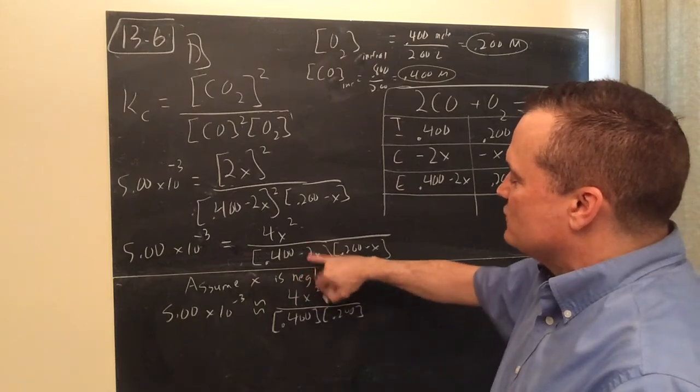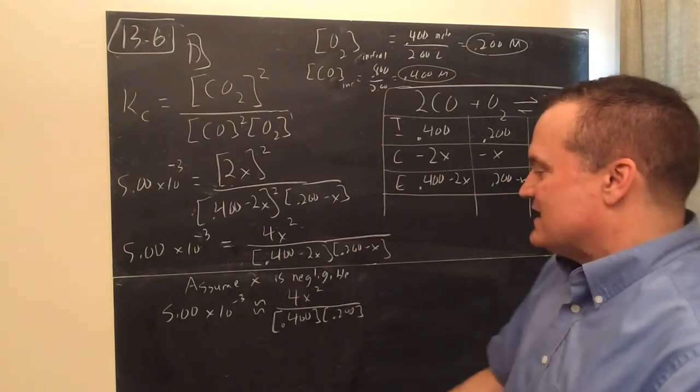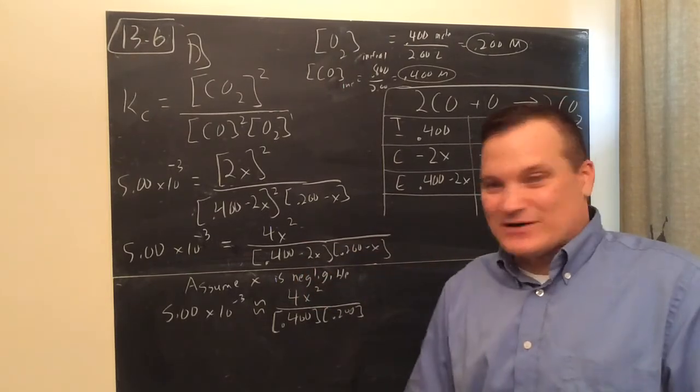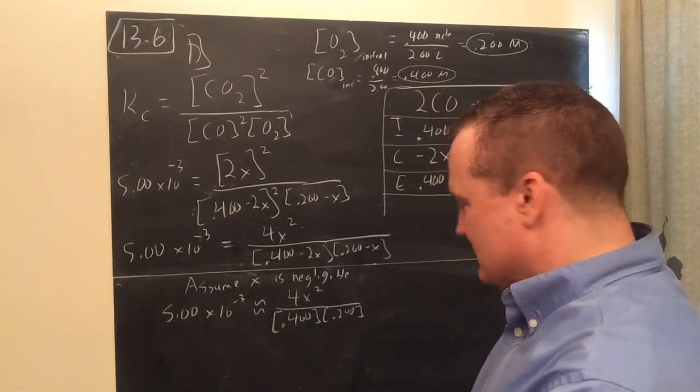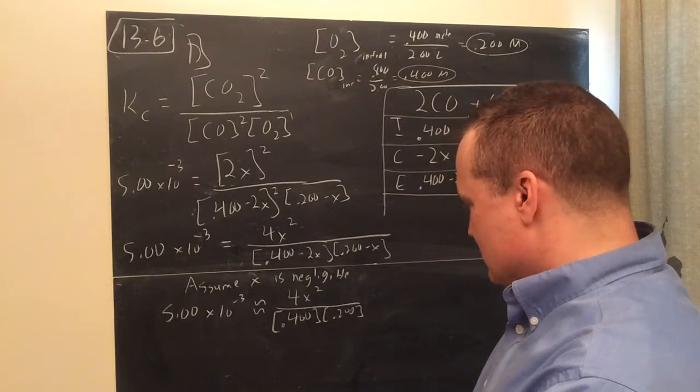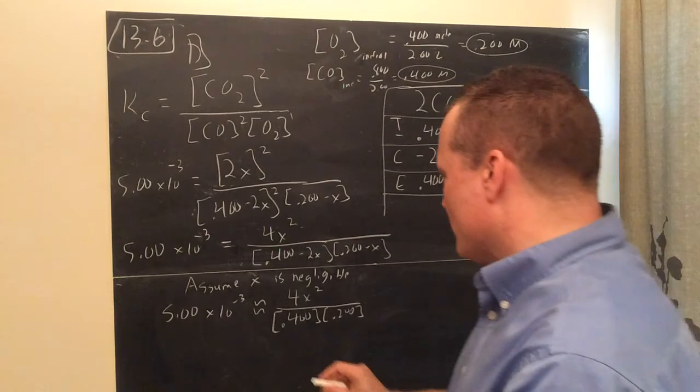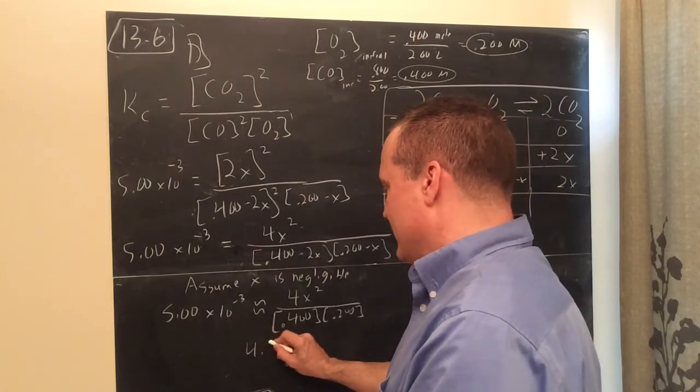The minus 2x, we ignore the 2x. We ignore the x. Isn't that amazing? And now your algebra becomes a lot easier, of course. So I'm going to make it negative 3 to see if that works. 5 times 10 to the negative 3 times 0.400 times 0.200 equals 4 times 10 to the negative 4. I think I did the right thing.